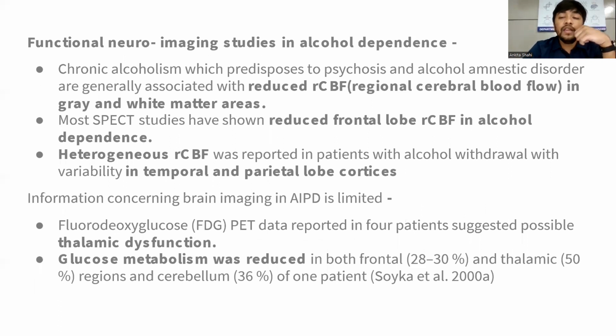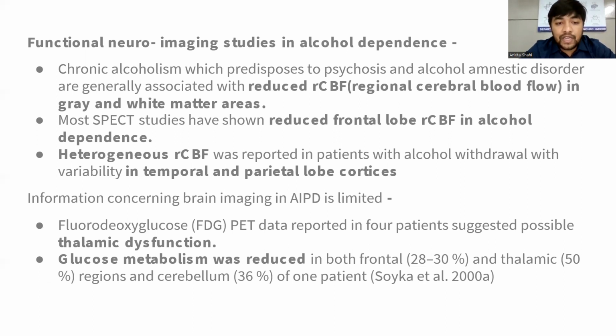So what about neuroimaging? When people tried to see, they found that chronic alcoholism, which predisposes to psychosis and alcohol amnestic disorder, is generally associated with reduced regional cerebral blood flow in gray and white matter areas. Most PET studies have shown reduced frontal lobe regional flow in alcohol dependence. Heterogeneous blood flow was reported in patients with alcohol withdrawal, with variability in temporal and parietal lobe cortex. Again, nothing is conclusive here, but this is what they are able to find. If you consider FDG PET data, there was a study done on four patients which suggested a possible thalamic dysfunction. So those might also be areas that we need to explore. Glucose metabolism was reduced in both frontal and thalamic regions and the cerebellum also. So these are usually the regions where the dysfunction is most prominent.